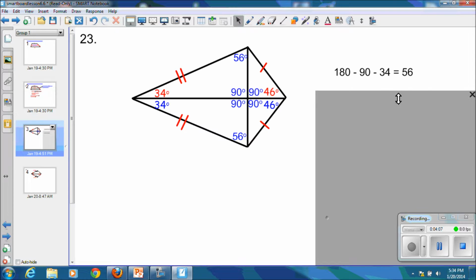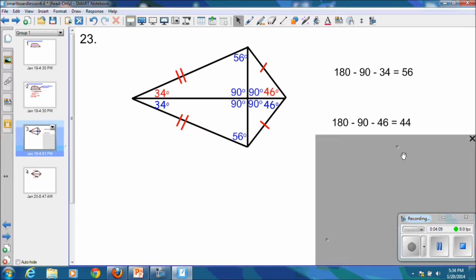180 minus the 90, and I've shown this right here, minus 90 minus the 46 is 44 degrees. So this angle is 44 degrees, and this angle here is 44 degrees. So what I've done is I've just taken what I've learned about a kite, filled in as much as I could, and then just used the fact that the angles in a triangle add up to 180 degrees.